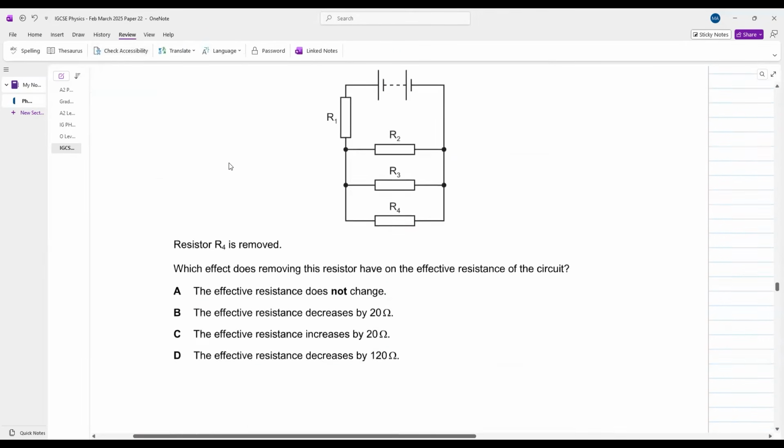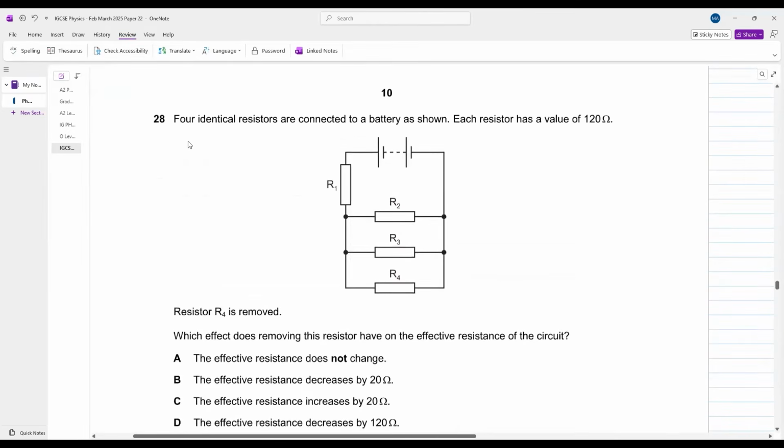Moving ahead. Four identical resistors are connected to a battery as shown. Each resistor has a value of 120 ohm. Resistance R4 is removed. Which effect does removing the resistor have on the effective resistance of the circuit? Remove this resistor.